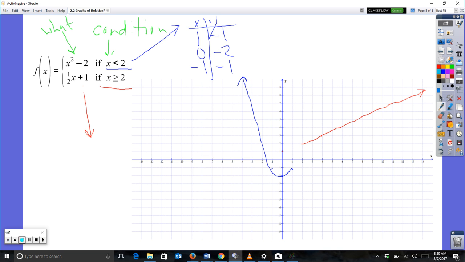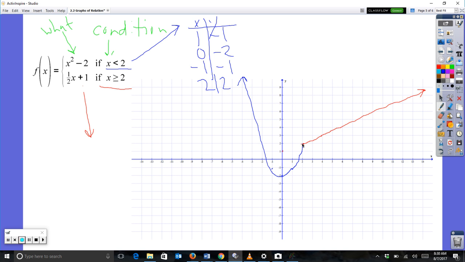Now, on my parabola, I actually have something missing. Okay, so on the line, it goes and it includes the 2. With the parabola, that one says x less than 2. So I have to really see what happens when I plug in a 2. When I plug a 2 into the parabola, 2 squared is 4, 4 minus 2 is 2. So it goes up to the point 2, 2.